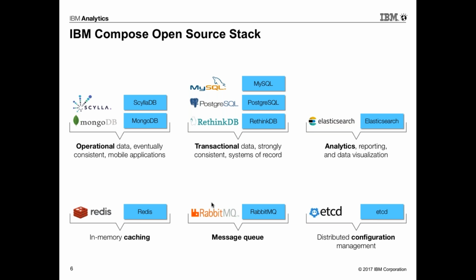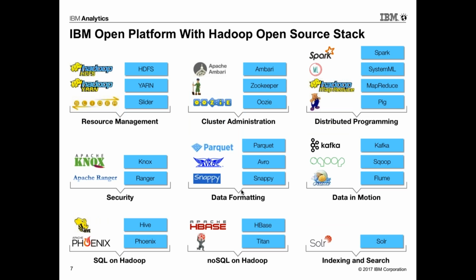from your data. And then there comes in-memory caching. Redis is another tool for that. And then there's a message queue. RabbitMQ is used for message queue. etcd is one of the components of the open source stack, where you can perform distributed config management. So these are the components of the open source stack, and then there is the IBM Open Platform, also referred to as IOP, with Hadoop open source stack.